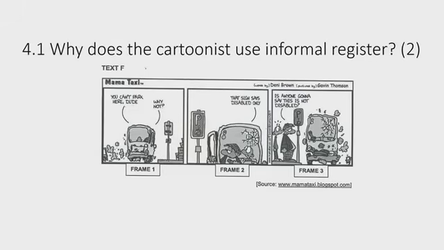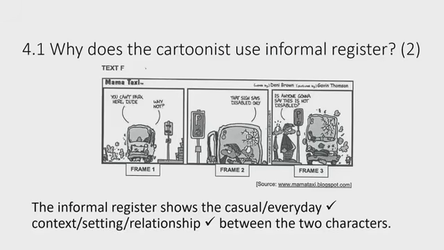Okay. And in the last one as well, you see he says, "Is anyone gonna say this is not disabled?" So we can see that there's informal register here, and it wants to know, why are we using this informal register? And as I've said, register is determined by context, so we can tell that these guys driving in the car, one of them isn't more important than the other, they are friends, so it tells us about their relationship. So you can see the answer that we see in the memo is the informal register shows casual or everyday context or setting or relationship between the 2 characters.